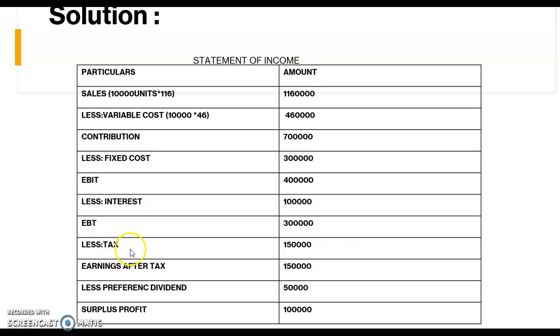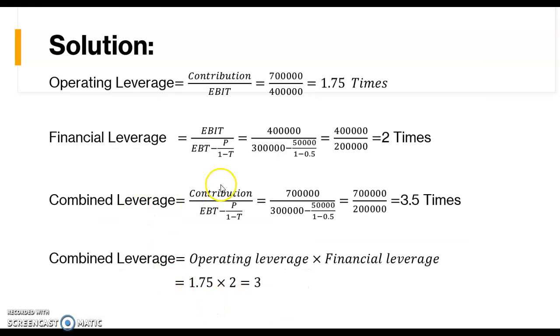Less tax. Tax is 50%, so 3 lakh into 50%, it is 1,50,000. So earnings after tax is equal to 1,50,000. Less preference dividend, the amount is 50,000. So surplus profit, or earnings available to equity shareholders, is 1 lakh rupees. So first we have prepared a statement of income. Now we will find out the leverage. First one, operating leverage. How do you find it out? Contribution divided by EBIT. 7 lakh divided by 4 lakh is equal to 1.75 times.